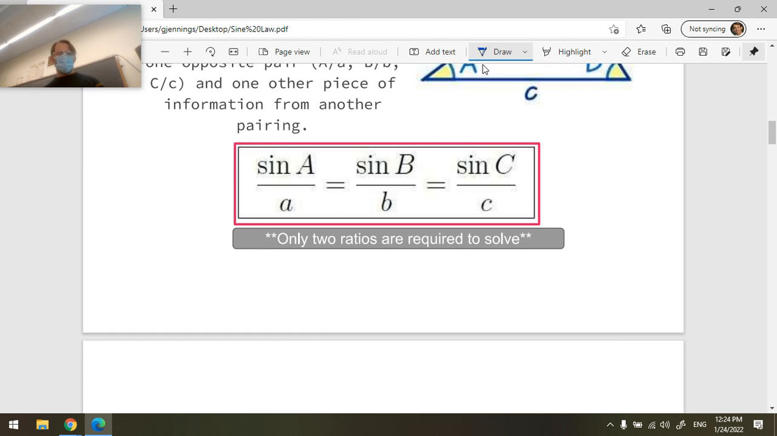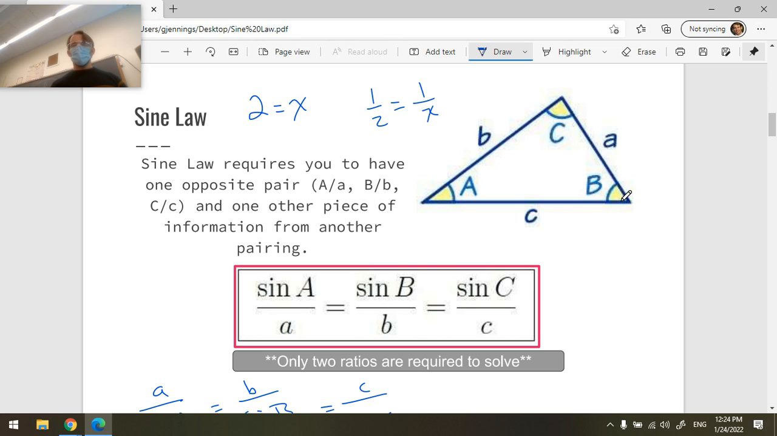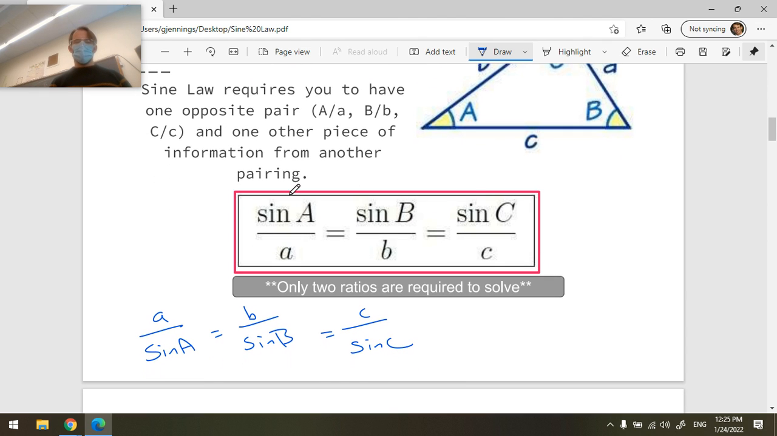What do I mean? It looks like this: A over sine A is equal to B over sine B is equal to C over sine C. I'm realizing my tablet is a little bit rotated. There we go. That's better. So now this is the way we label our triangles. The big letter A corresponds to this angle. The little letter A corresponds to this opposite side. We're writing the law this way, and we're writing the law that way in the flipped form.